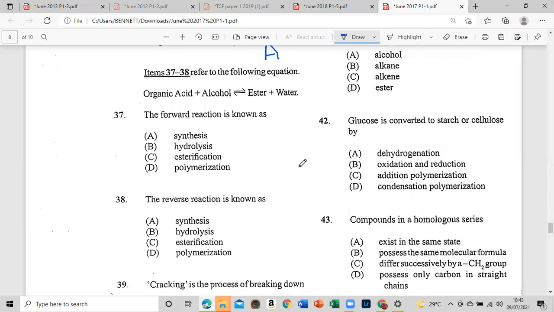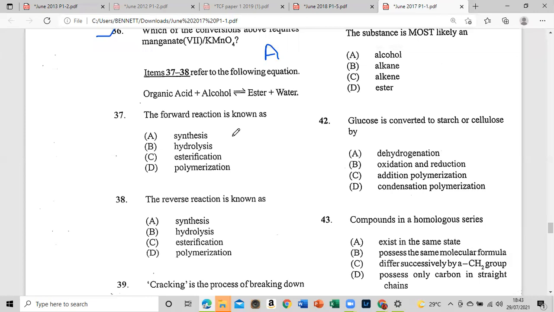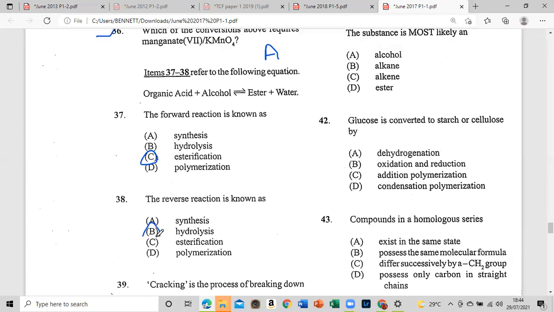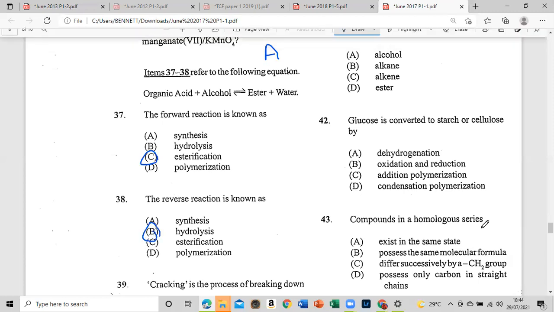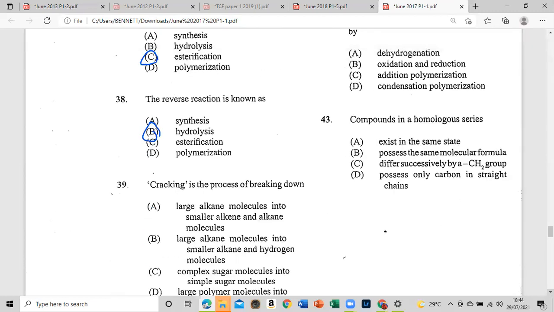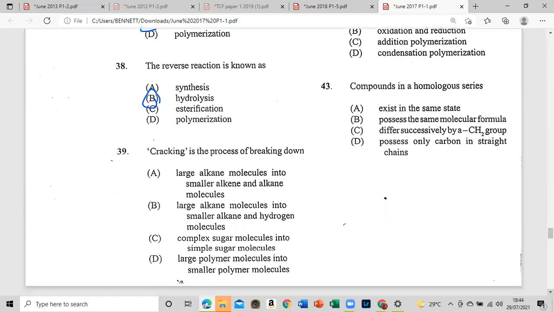37. The forward reaction is known as, this again, is it esterification or is it hydrolysis? It's one of the two, right? 37 is esterification. And now the reverse, and it comes every year the same way. 38 is B, hydrolysis. The reverse of esterification is hydrolysis.